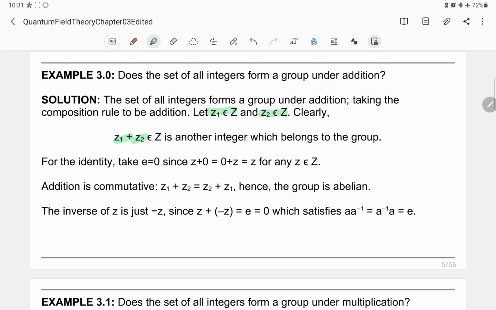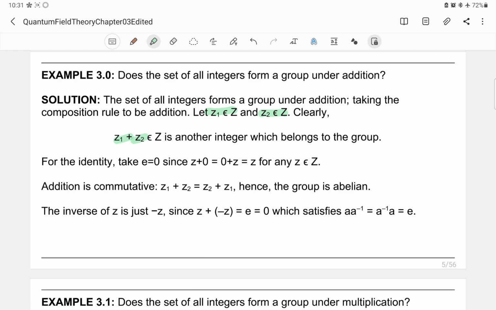It would be another integer. So if you add two integers, it also gives you an integer. So it's also an element of Z. So therefore, it is a group.